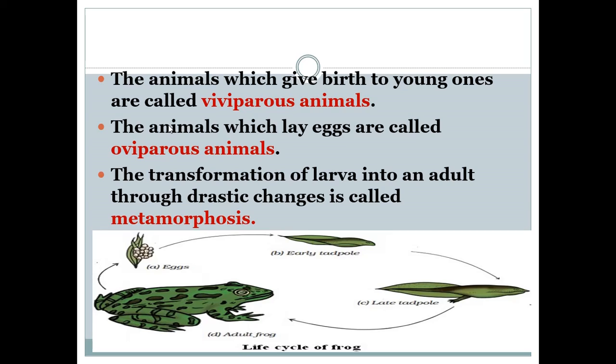Hope that you have understood about sexual reproduction in human beings, as well as how the young one transforms into an adult, and based on animals giving birth to young ones, we can classify them into two. What are they, children? Viviparous and oviparous animals.